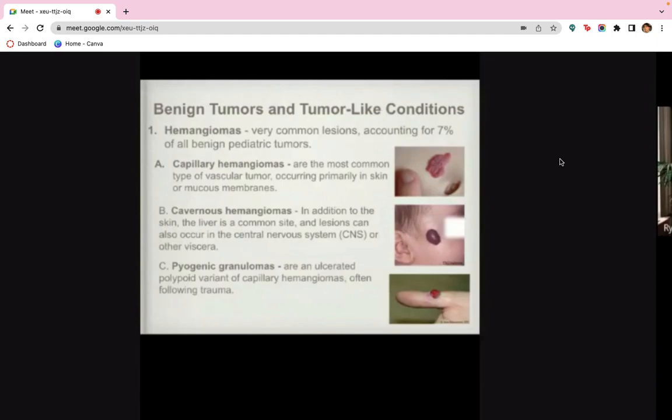We have your hemangiomas, which are common lesions accounting for 7% of all your benign pediatric tumors. We have your capillary hemangiomas, which are the common type of your vascular tumor. And of course, you have your cavernous hemangiomas, which, in addition to the skin, commonly involve the liver. This can be locally destructive and generally does not regress into a more malignant type. And of course, we have your pyogenic granuloma, which is an ulcerated, polypoid variant of capillary hemangioma, often following trauma. Usually, it is composed of proliferating capillaries with interstitial edema and inflammatory infiltrates that resemble an exuberant granulation tissue.